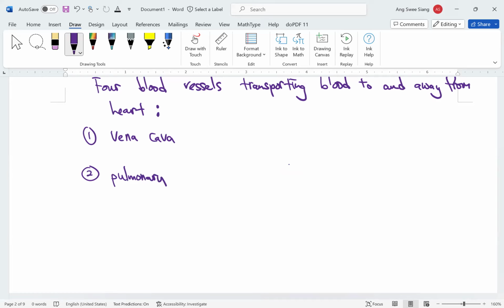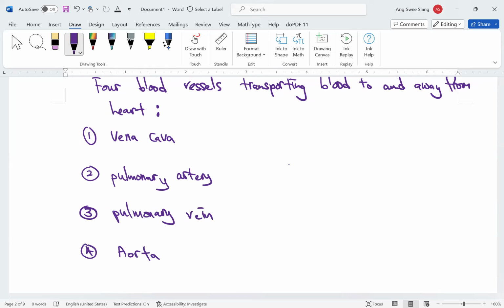Later I will draw a simple diagram to show you. It should be inside your textbook. That's why you should bring your textbook or have your ebook with you. If you don't have it, never mind, later I will draw for you. So, the pulmonary artery. The third one will be the pulmonary vein. Then the fourth one is the aorta.